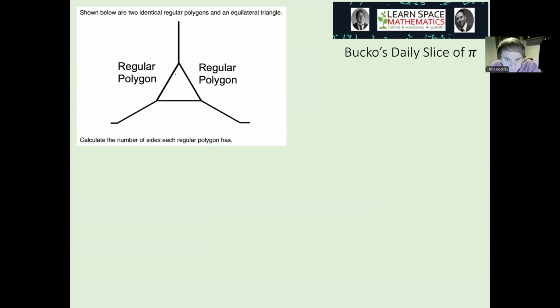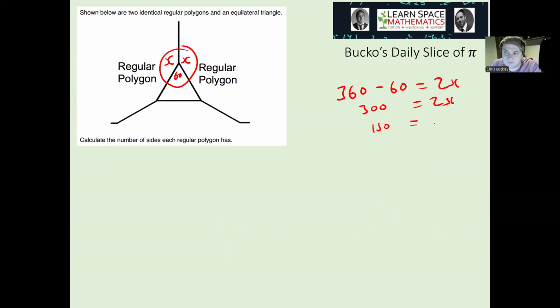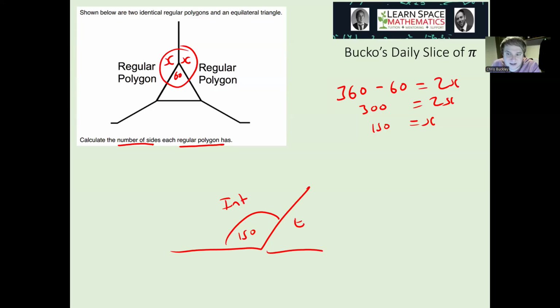Okay, last but not least, so I already know it's 60 from the previous one. This time I've got two unknown shapes, but they're the same. So again, I form an equation, 360, take 60, will now equal my two x's. So 300 is 2x, so 150 is x. Now again, it's asking how many sides that polygon has. So if I know the inside of it is 150, then I know the exterior of it would be 30. And if all exterior angles are 360, 360 divided by 30 tells me it's a 12-sided shape.